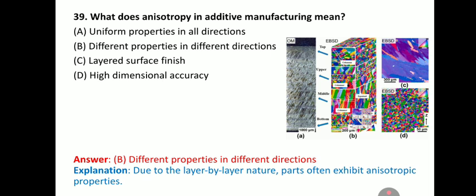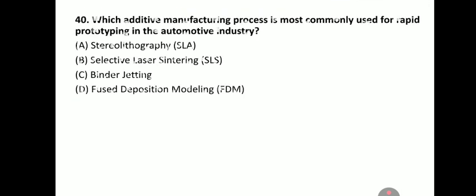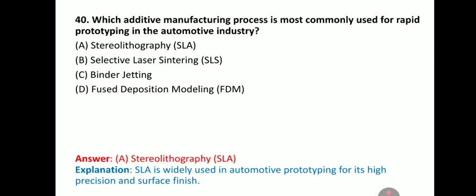Next question, which additive manufacturing process is most commonly used for rapid prototyping in the automotive industry? The answer is stereolithography. Stereolithography is widely used in automotive prototyping for its high precision and surface finish.